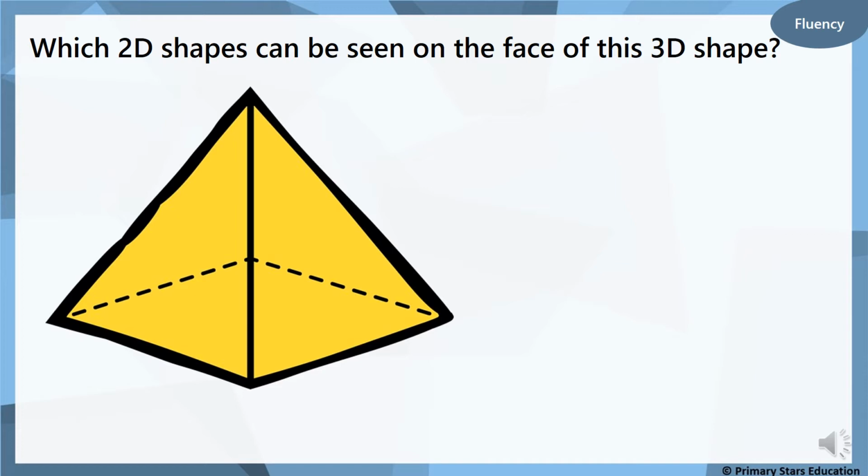Which shapes can you see on the face of this 3D shape? Okay, for this one we've got two different shapes. At the bottom we have got a square and on the sides we have got triangles. So we would call this shape a square-based pyramid because it has that square shape on the bottom.